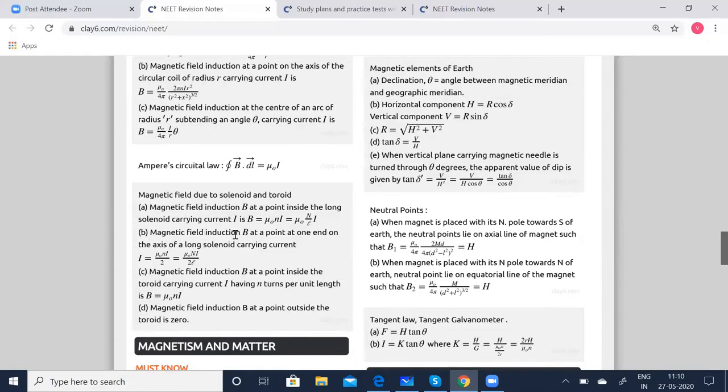Magnetic field induction B at a point at one end on the axis of a long solenoid carrying current I is given by B is equal to mu 0 n I by 2, which is equal to mu 0 N I by 2L.